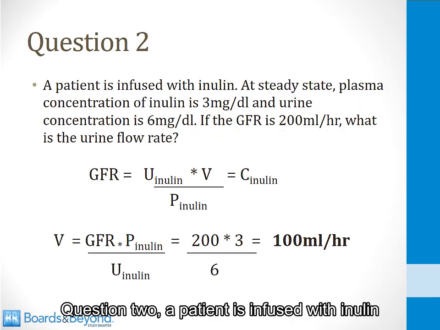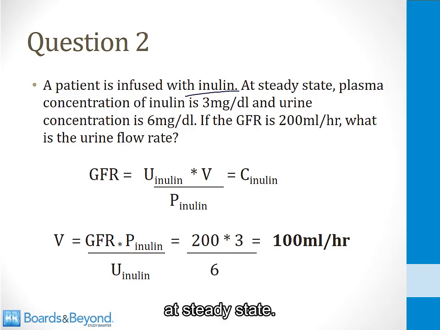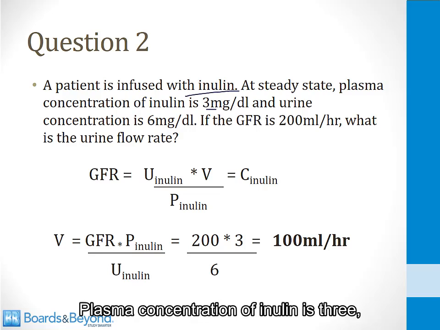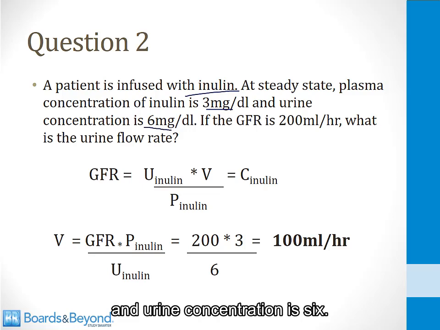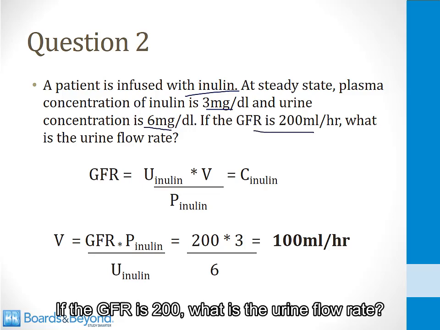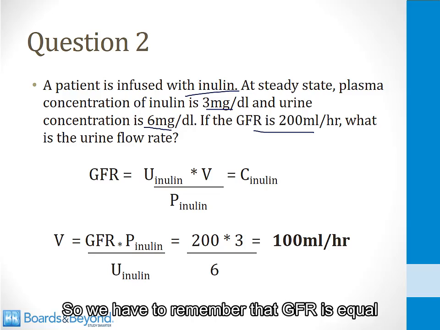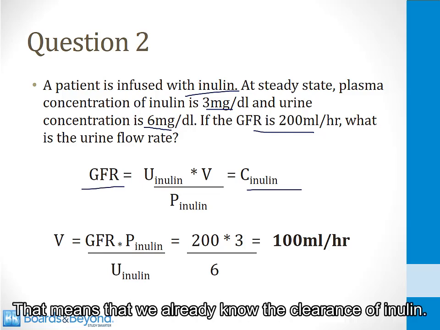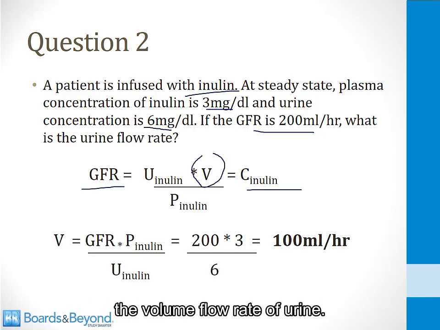Question 2. A patient is infused with inulin. At steady state, plasma concentration of inulin is 3 and urine concentration is 6. If the GFR is 200, what is the urine flow rate? We have to remember that GFR is equal to the clearance of inulin. That means that we already know the clearance of inulin. What they want us to figure out is V, the volume flow rate of urine.